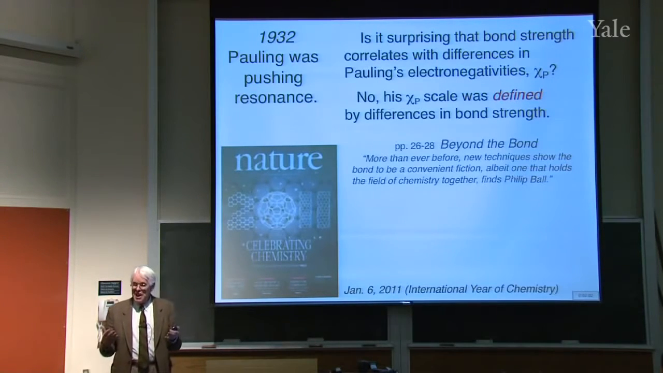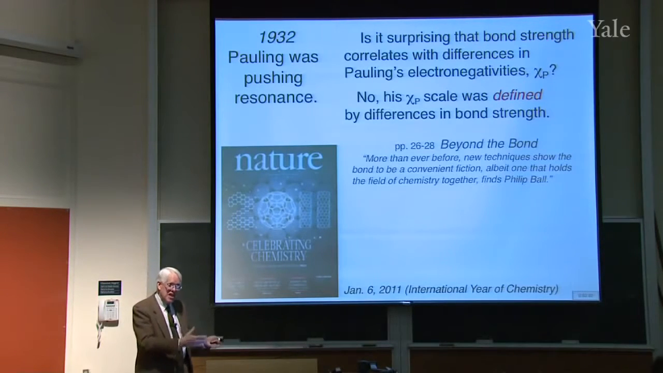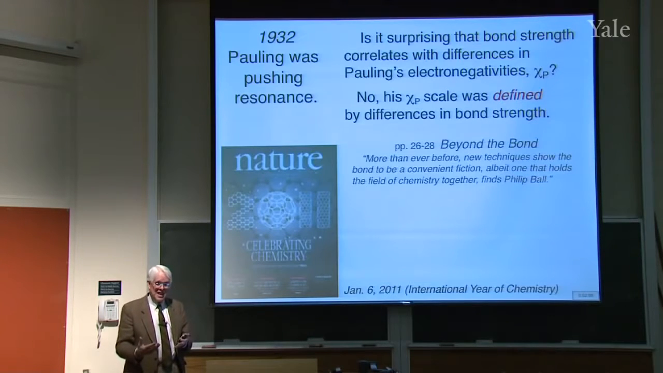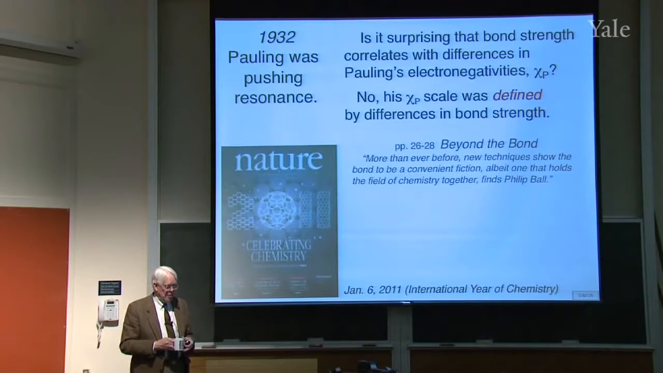Remember, this was the question we asked at the end of last semester, right? If the history of chemistry hadn't developed the way it did in terms of bonds, and we just had quantum mechanics, would anybody ever have talked about bonds if you could just calculate all these numbers? And the little squib about this article said, more than ever before, new techniques show the bond to be a convenient fiction, albeit one that holds the field of chemistry together, finds Philip Ball.